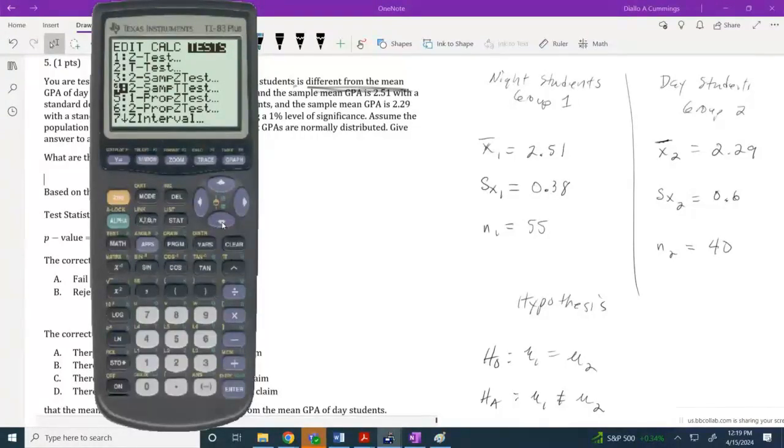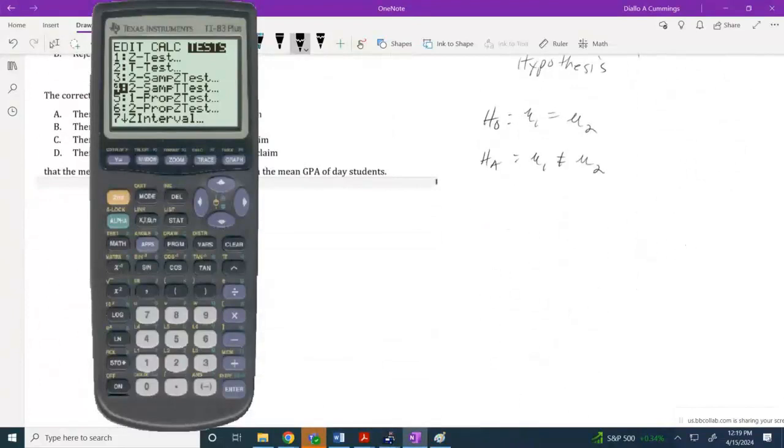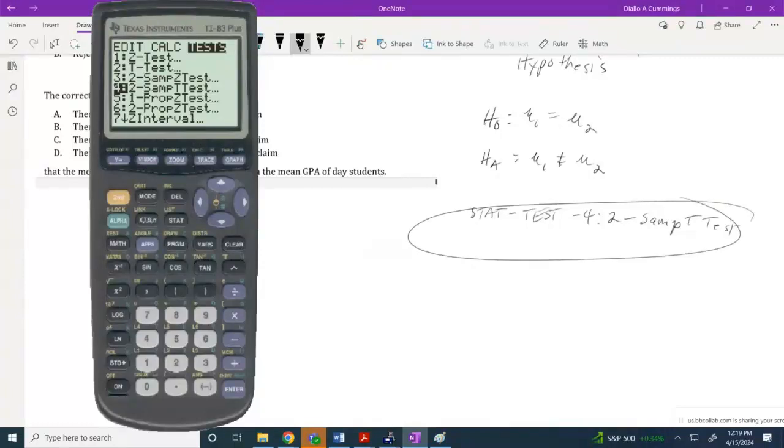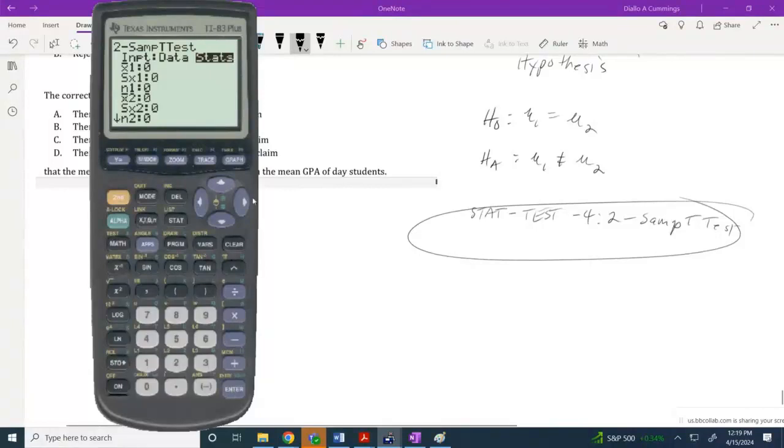And the reason why we're using a two-sample t-test is because we're dealing with two means. So I'm going to write that out. We went to stat, test. This is the fourth option, two-sample t-test. I'm going to hit enter to log that in. And again, we want to use stats.